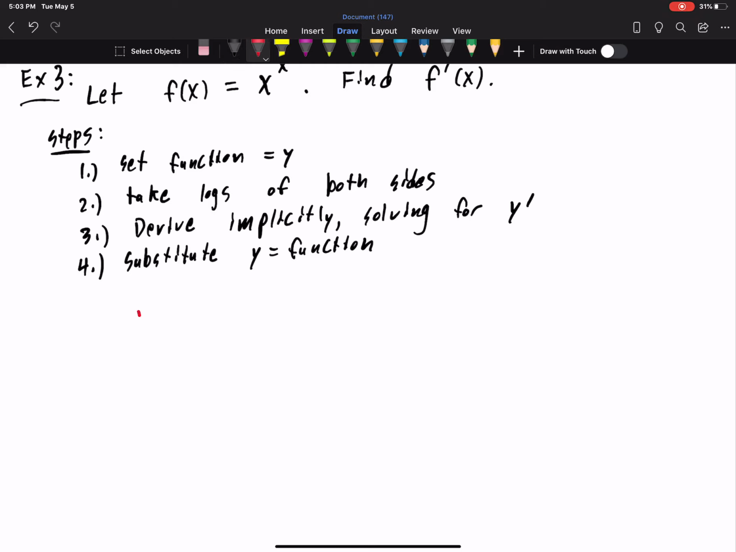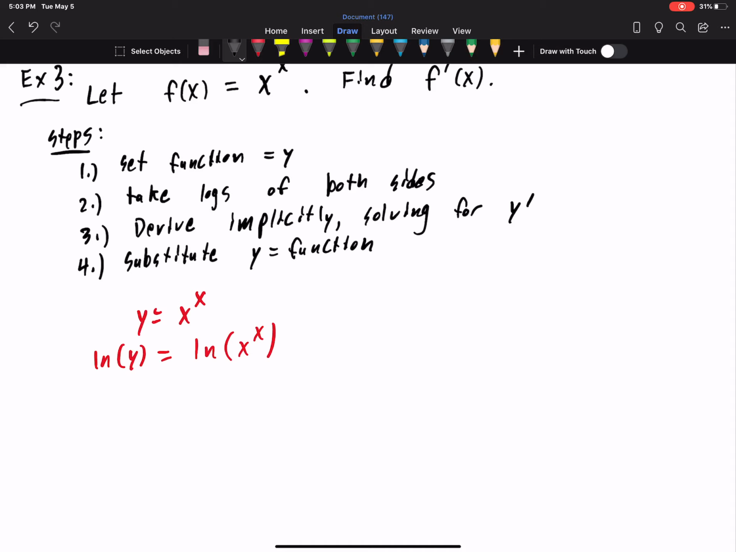You're going to set y equal to your function. Then you're going to take logs of both sides. So you have log of x to the x power. Then you hit it with your log rules to get the variable exponent out of the logarithm. Get it out of the exponent. That's why we're using logs to begin with, just so we can get variables out of exponents so that we can derive them cleanly. All right.